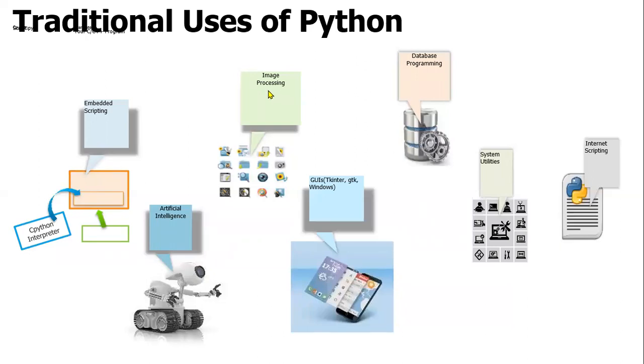So we can use Python in internet scripting and in system utilities. System utilities means generally the utilities that run in the system behind the OS, and whenever they're necessary, they will pop up and give us certain information, notifications. These types of utilities are nothing but system utilities, and you can deal with different databases also.